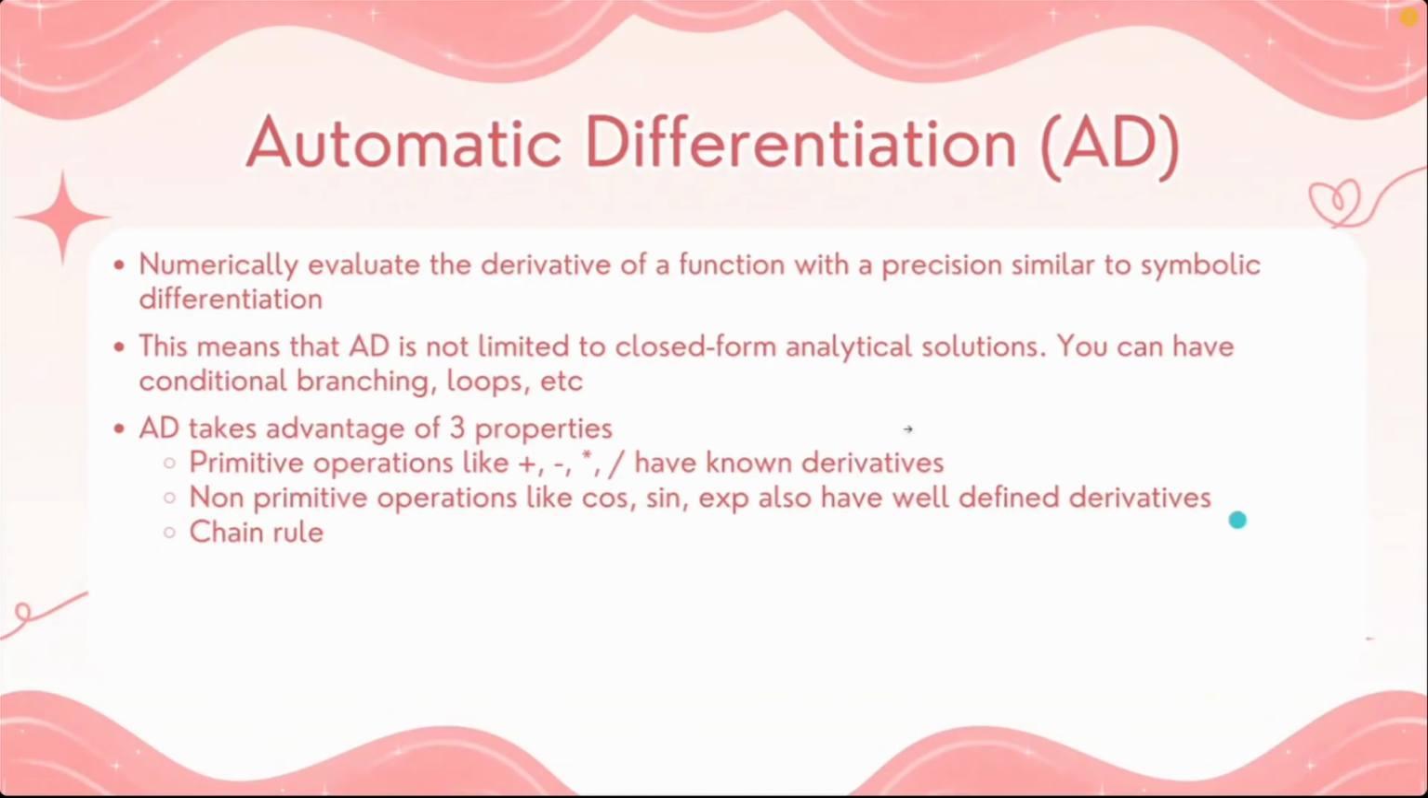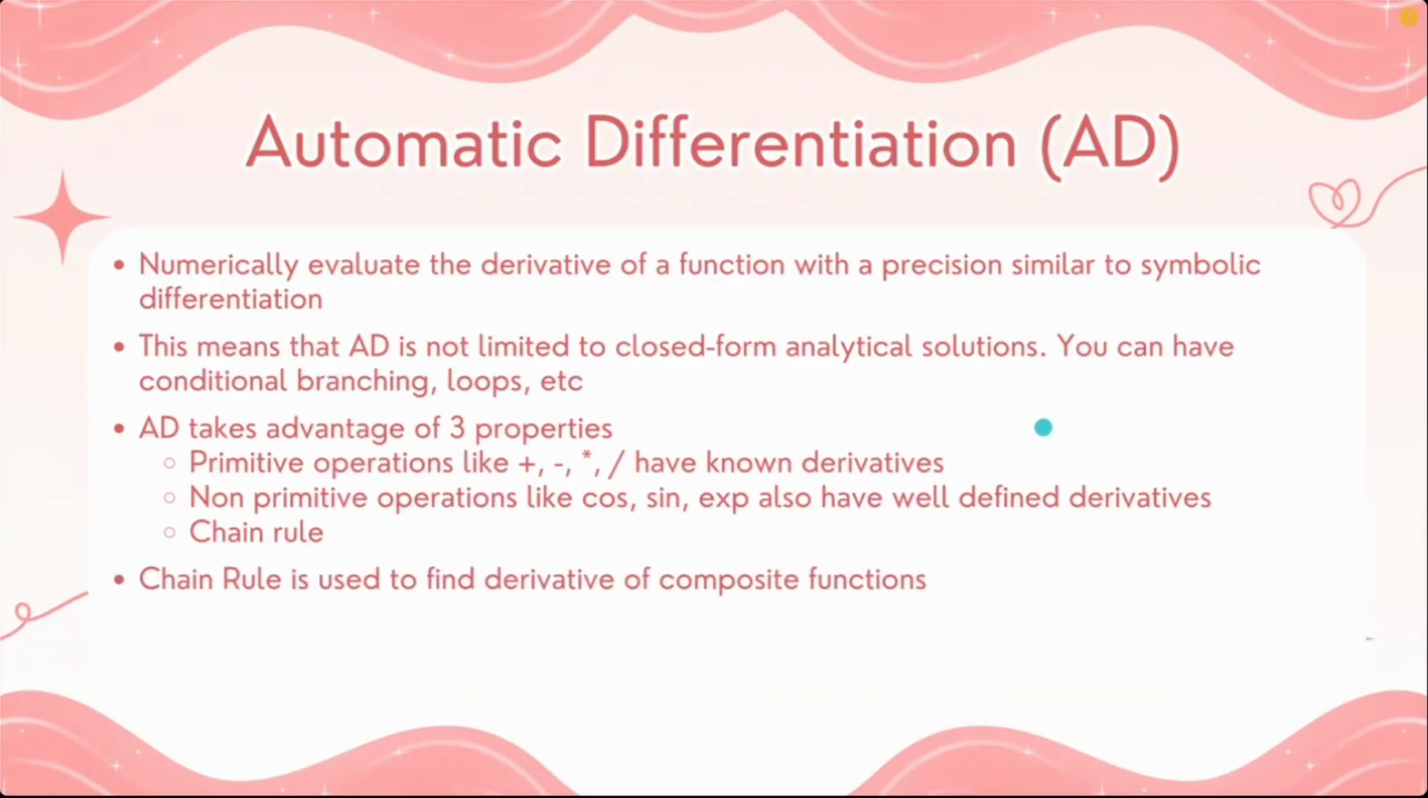Any function can be composed using basic elementary operations like addition, subtraction, multiplication, or division, and these all have known derivatives. And in case there are non-primitive operations also, like cos, sine, or exponential, these also come with well-defined derivatives. And the third, that is the main part that enables AD, is the chain rule.